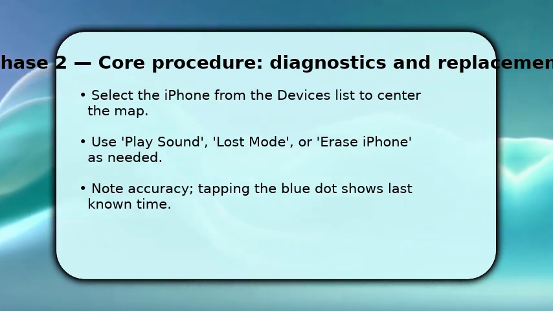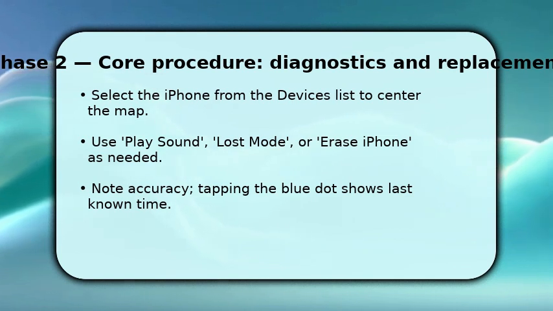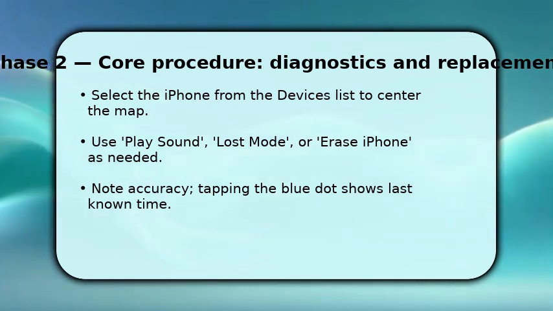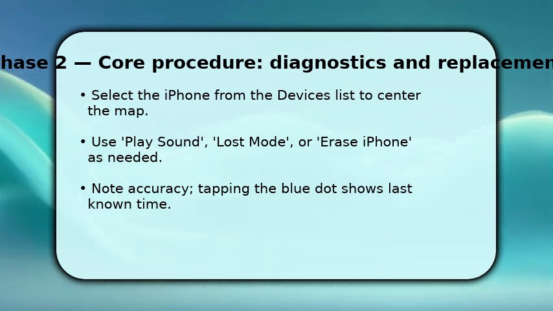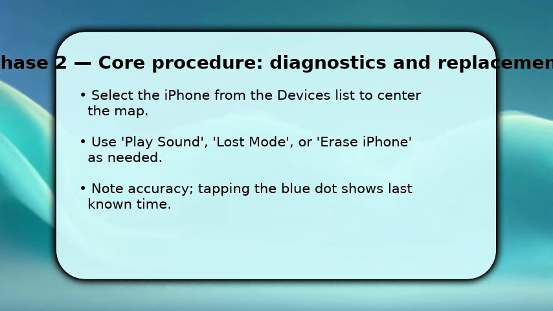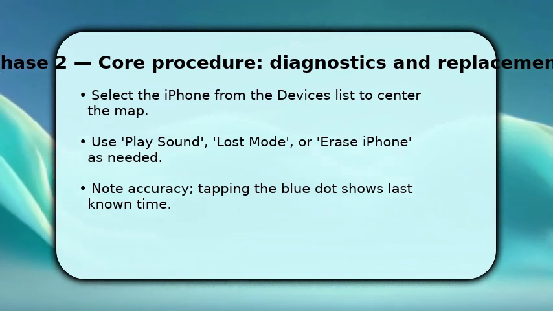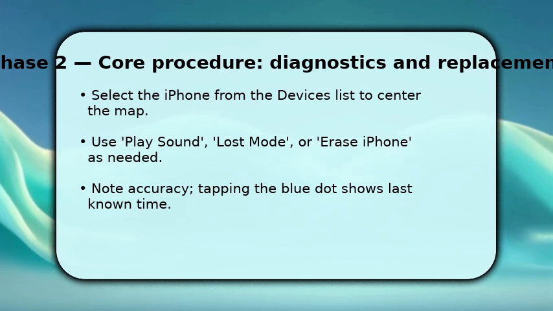If it's nearby, tap Play Sound to hear the phone, and if it's missing in public, enable Lost Mode to display a contact message. This helps honest finders return it. If irretrievable and you must protect data, choose Erase iPhone. Remember that erasing prevents further tracking, so use it as a last resort.